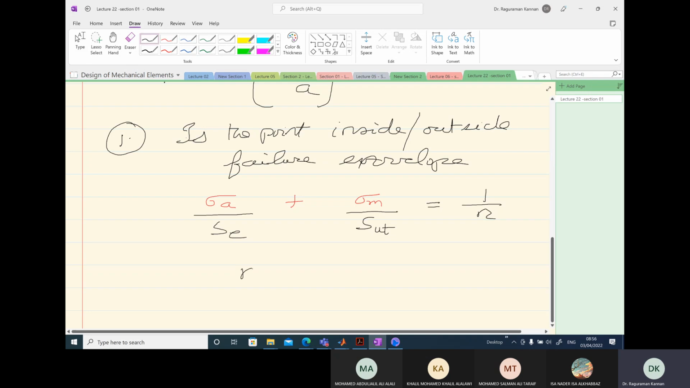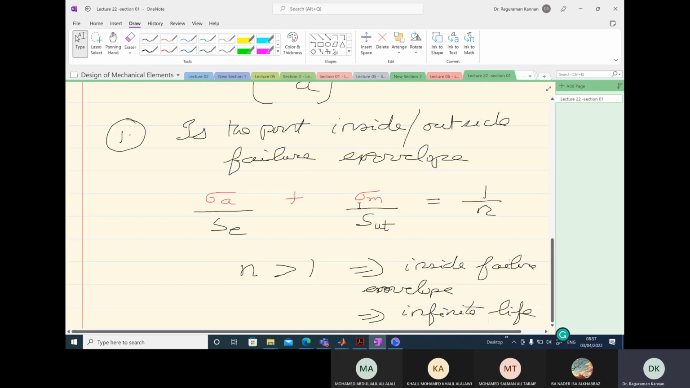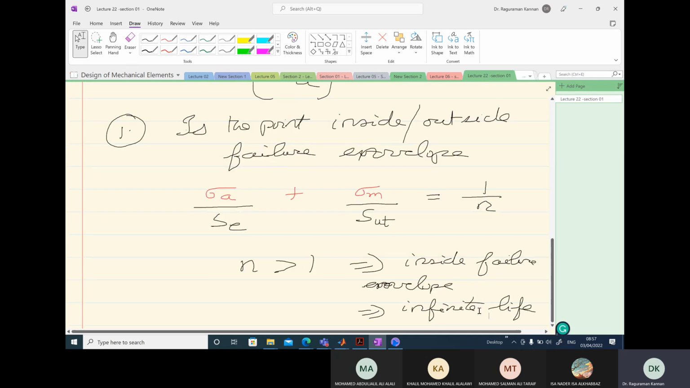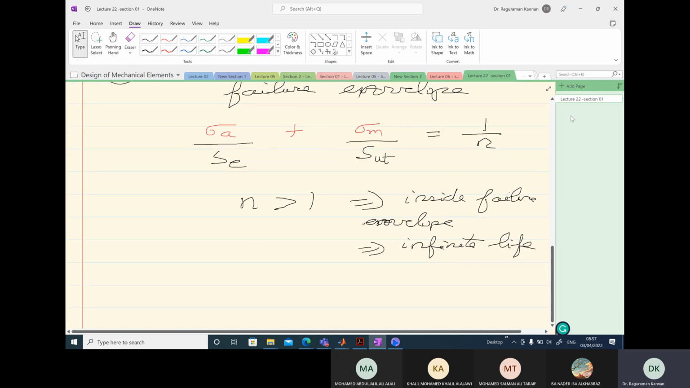If n is greater than 1, then it implies we are inside the failure envelope. For steel, if it is a steel material, then we can also say it has infinite life. So in this particular case, we do not need to use this equation to figure out what the life is. Life is infinite. Okay, so the problem is solved right over here.